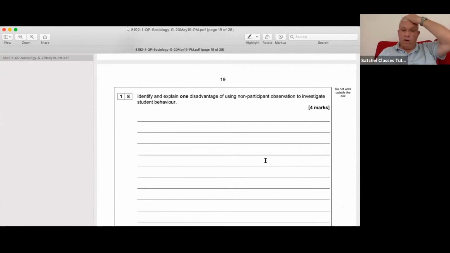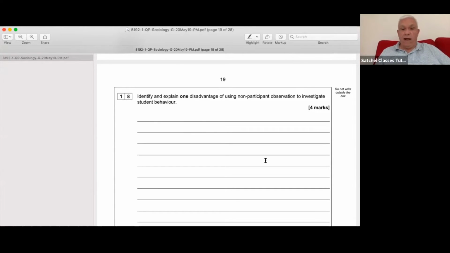Question 18, identify and explain one disadvantage of using non-participant observation to investigate student behaviour. So hopefully you understand what non-participant actually means, and that they're not taking part. So you might talk about the Hawthorne effect. Even though you're not participating, you're still watching someone, so it might affect them. That's a disadvantage. They know they're being watched, like when you're in lessons at school and maybe an Ofsted inspector is sitting at the back, or another member of staff, or the head teacher's watching a lesson. Okay, think about that. They're not taking part, but they're sitting there watching.